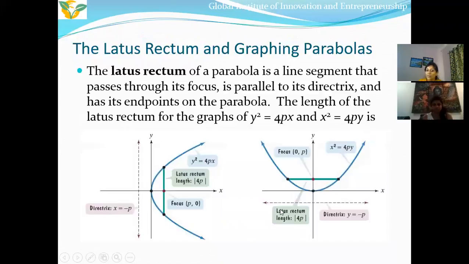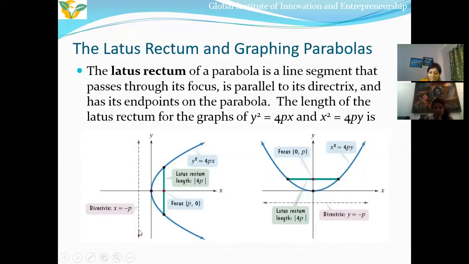Next, one important thing we are going to study under parabola, that is latus rectum. Now let us see what a latus rectum is. The latus rectum of a parabola is a line segment that passes through its focus. It has to pass through the focus, not through the vertex, because if it passes through the vertex, then it is called the y-axis. It has to pass through the focus, and is parallel to the directrix.